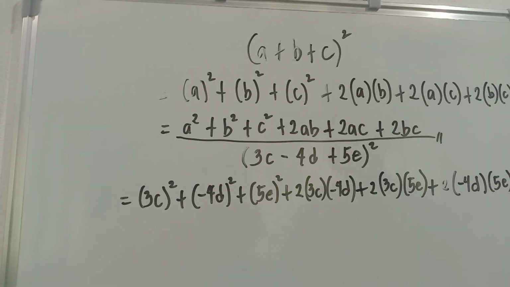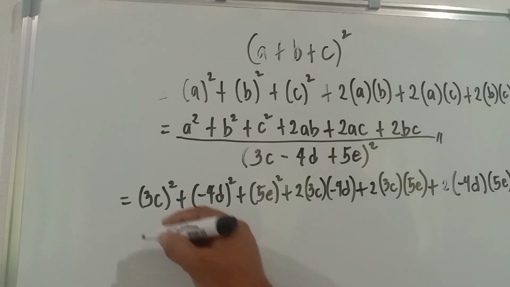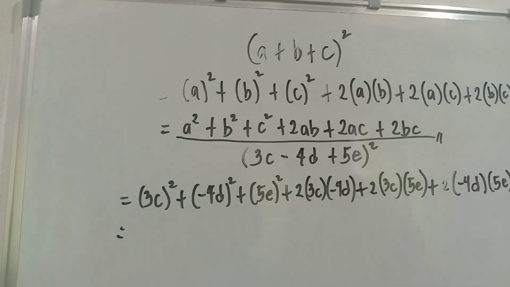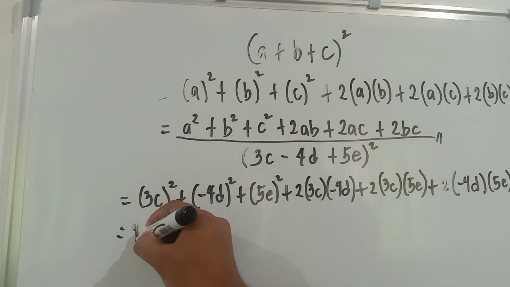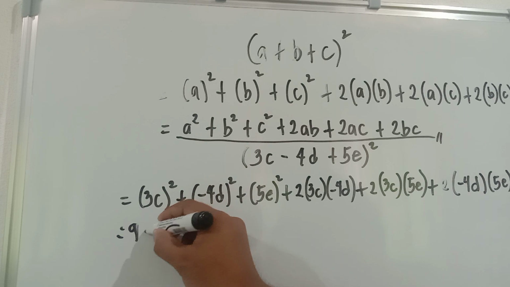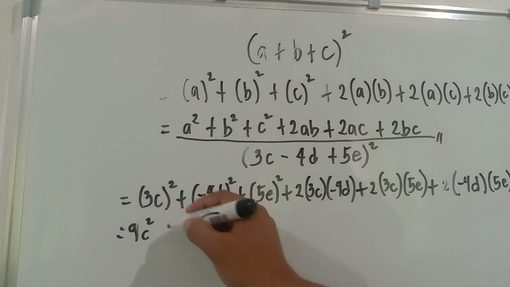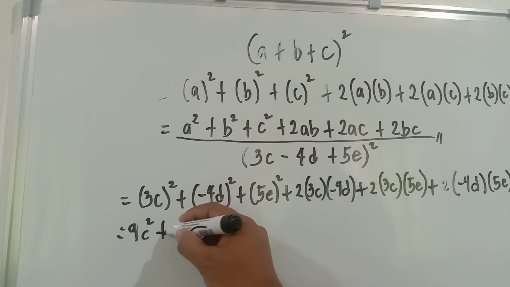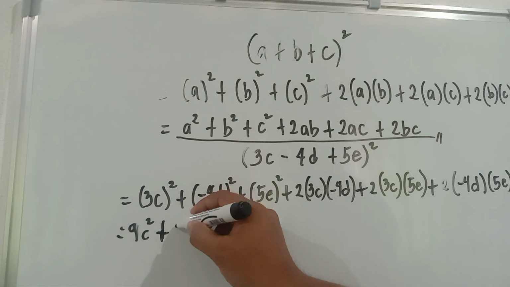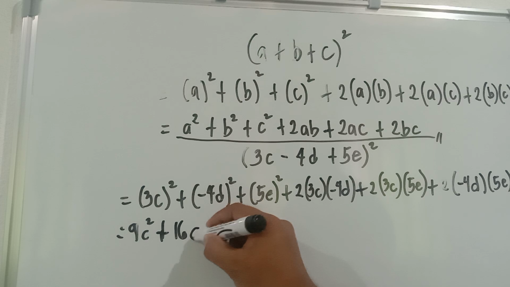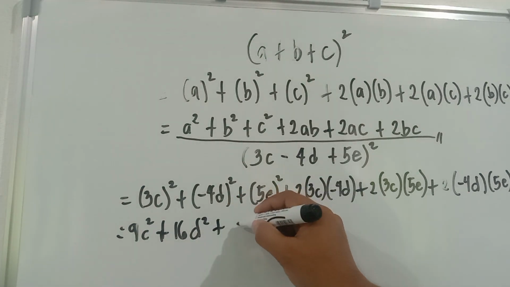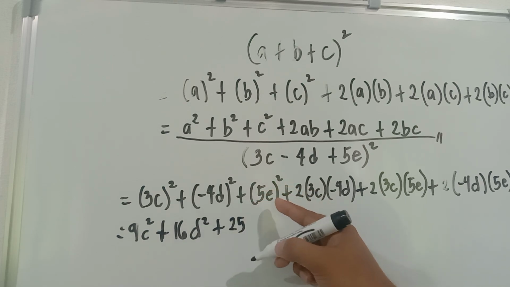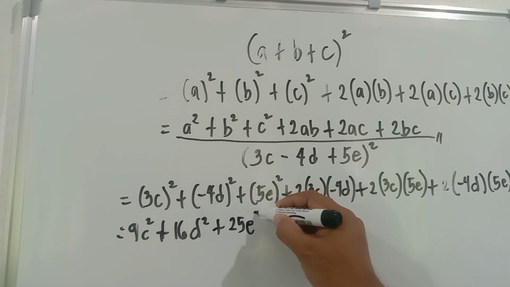After this, we're going to simplify so that we can have our answer now. Since we have a coefficient in every variable, we're also going to square the coefficient in every variable. So we have 3 times 3, that is 9. C times c, that is c squared. We have negative 4; negative times negative yields positive, so 4 times 4 is 16. D times d is d squared. We have 5 squared, or simply 5 times 5, that is 25. E times e is e squared.